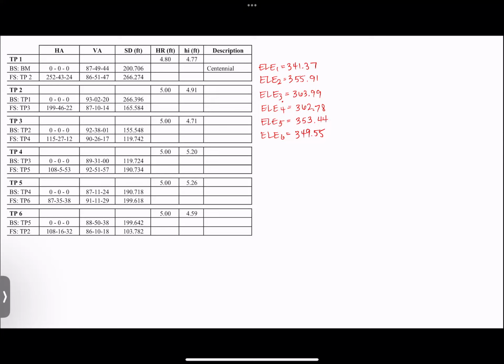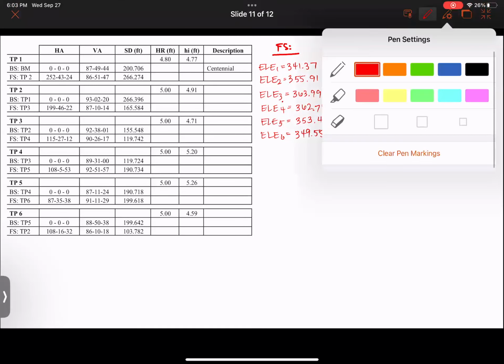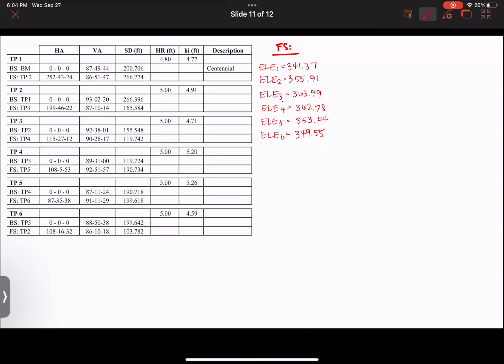What I'm doing here is I'm going to give you the foresight elevations calculated from this example traverse posted on Moodle. For each TP, elevation at TP1 is 341.37, all the way down to elevation at TP6, 349.55. And all of these are in feet. One of the assignments that you have is to double check your elevations using your backsight measurements. And I think that this can be a little confusing, which is why I want to walk you through it and explain it to you.